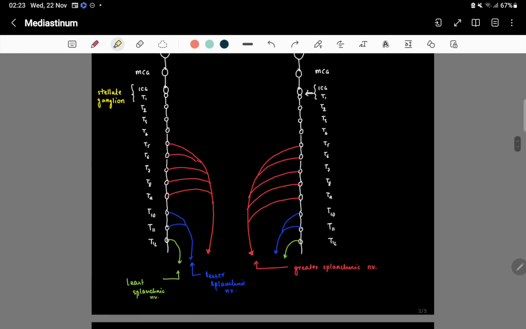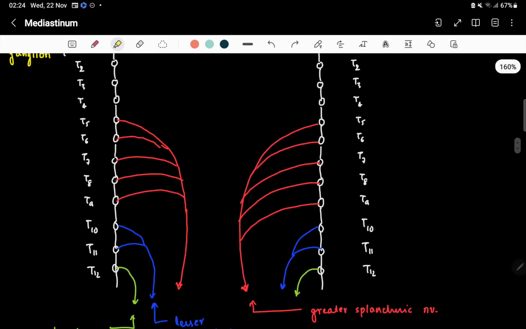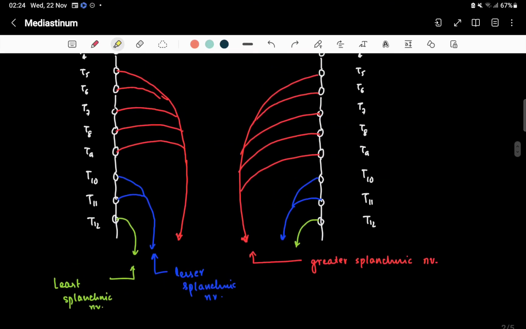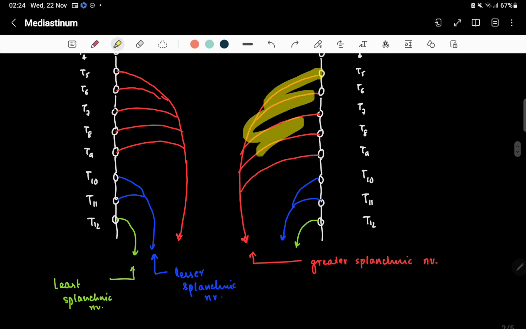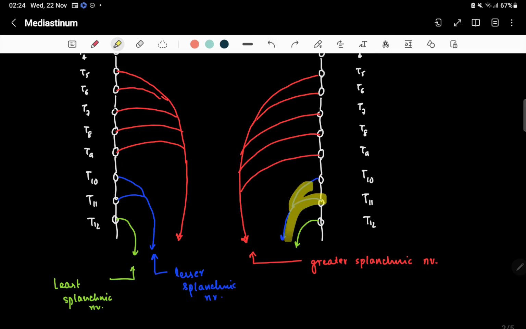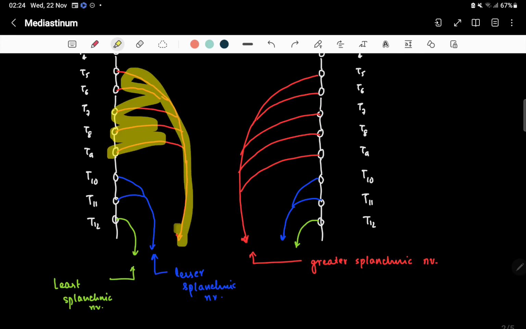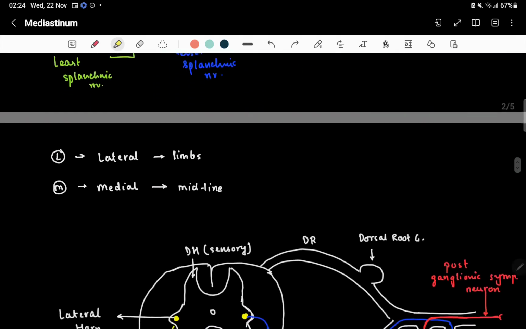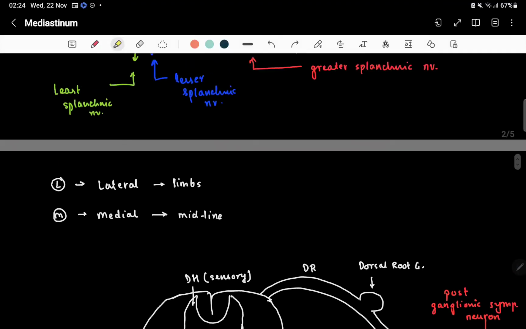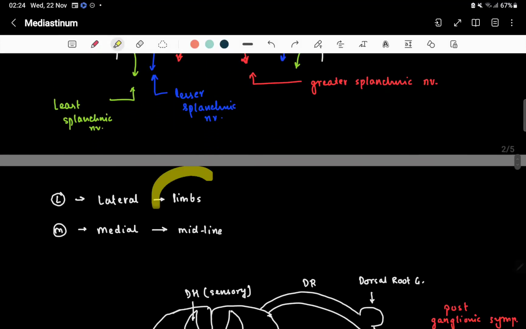Just consider this red nerve from T5, T6, T7, T8, and T9. It is taking origin. This is called the greater splanchnic nerve. From T10 and T11 we have our lesser splanchnic nerves originating, and from T12 we have our least splanchnic nerve. This is the least splanchnic nerve, this is the lesser splanchnic nerve, and this is your greater splanchnic nerve. L is for lateral, L for limb, and M is for medial, M for midline.